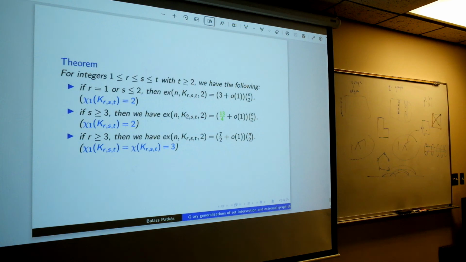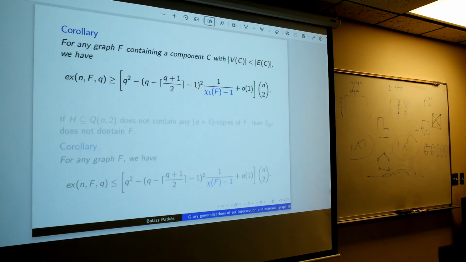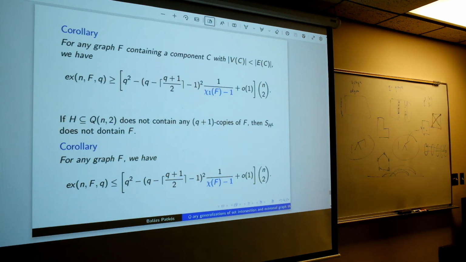For the Erdős–Stone–Simonovits, you have the corollary, I guess. Yeah, this slide. So is there a degenerate case here, the way there is for bipartite graphs? For bipartite graphs, Erdős–Stone–Simonovits gives you essentially nothing useful. Is there something similar here?